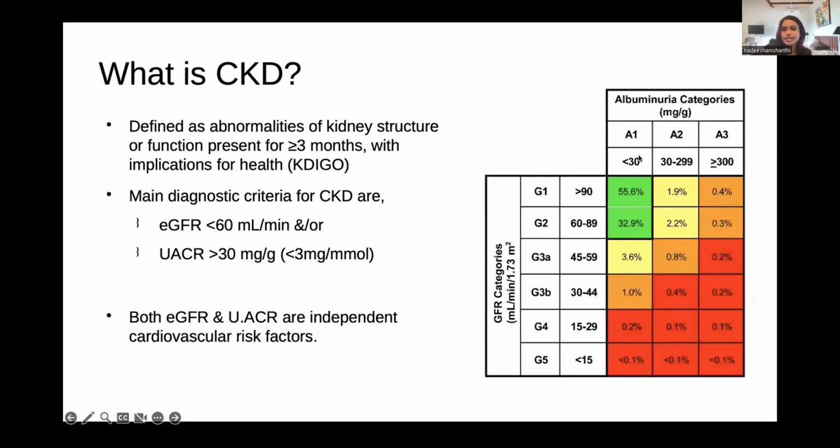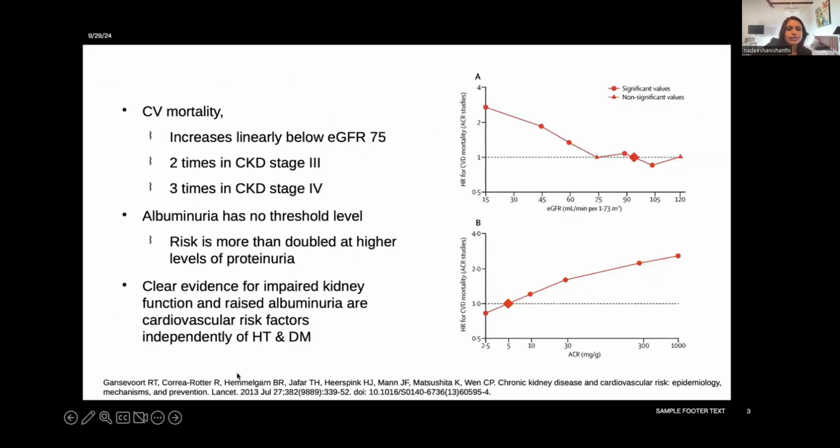Can you all see these charts? This is the CKD GFR classification according to the KDIGO guidelines, and lower eGFRs and higher UACRs are greater risk factors for chronic kidney disease and cardiovascular disease. Cardiovascular mortality rates increase when the eGFR is lower as well as when the UACR is rising.